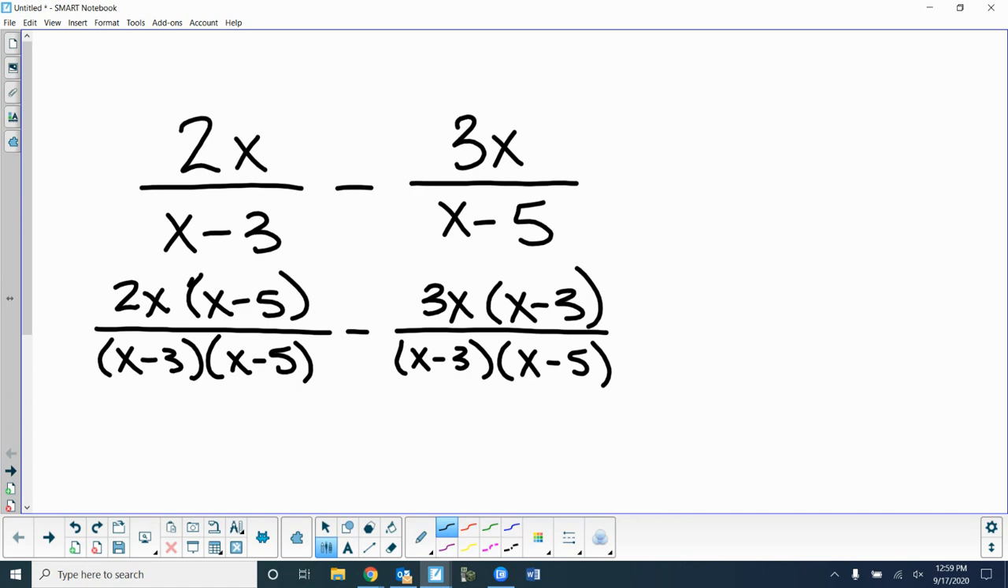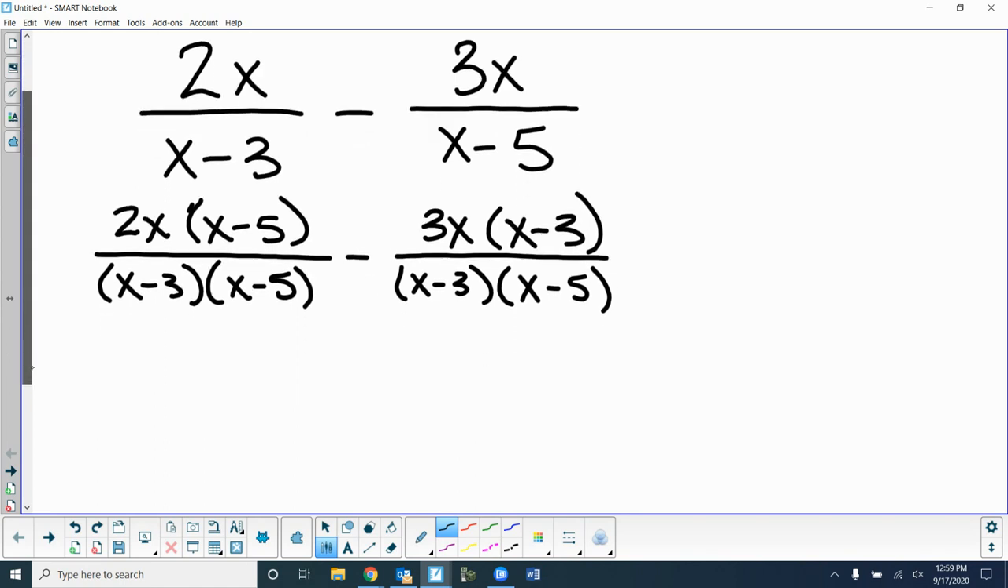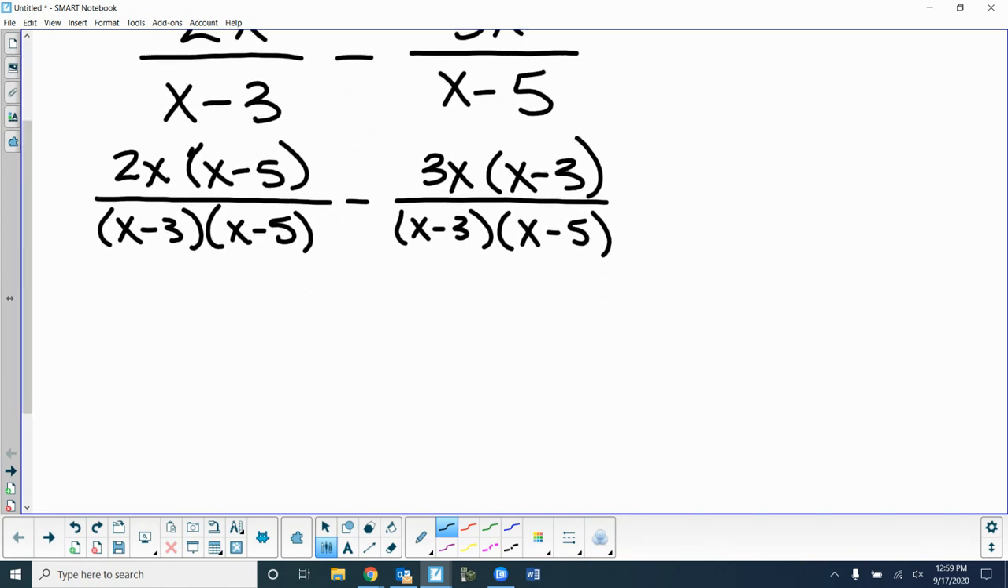Now before I can subtract the 2 equations, or the 2 fractions, I have to distribute. So my denominators won't change. Once I got the common denominator, it just stays. Don't change that at all.